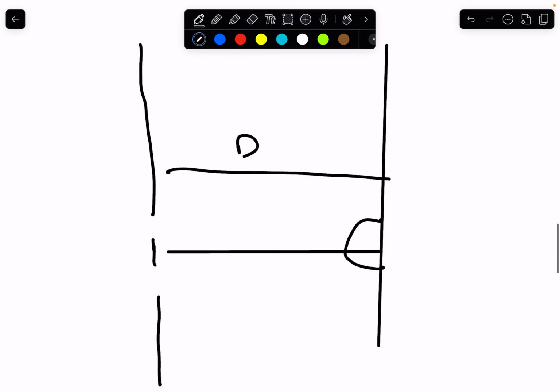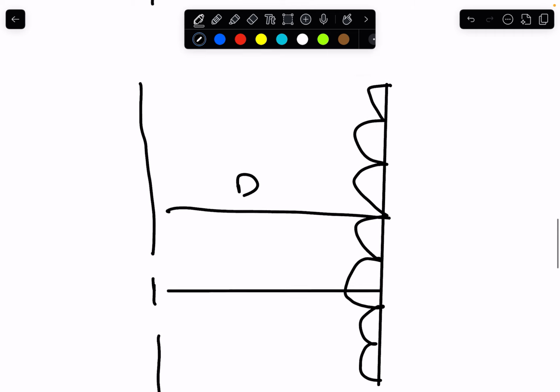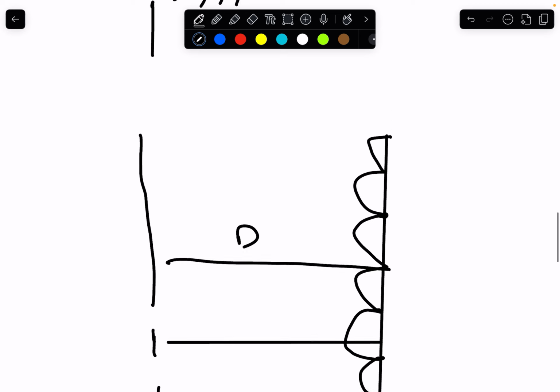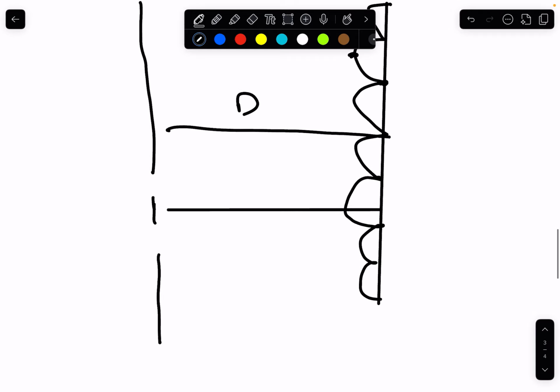This pattern continues. So if you want to show it like this, we can go to the right and left, where these points are minima, no light, and these points are maxima, where there is light. And that continued forever.